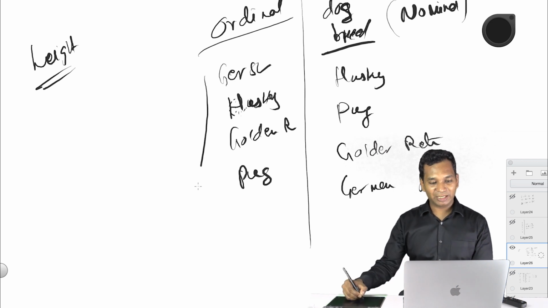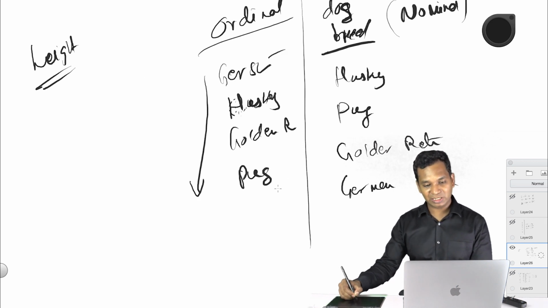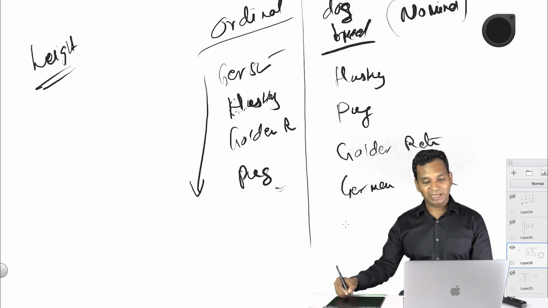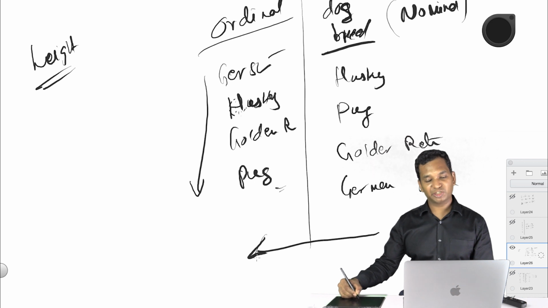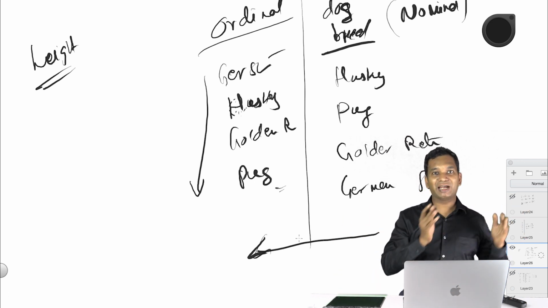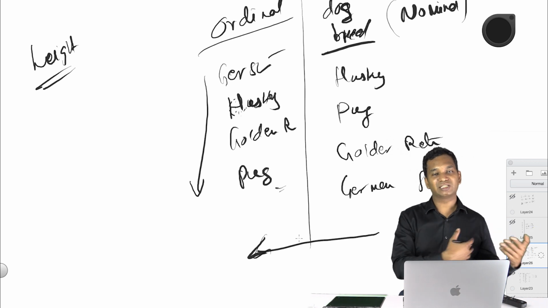Now I have an order. So this is the tallest dog, this is the shortest dog. I have converted it into ordinal data. By doing so, I'm adding more information. So when you're going from nominal to ordinal and to discrete to continuous, you're adding more information. It contains more information.